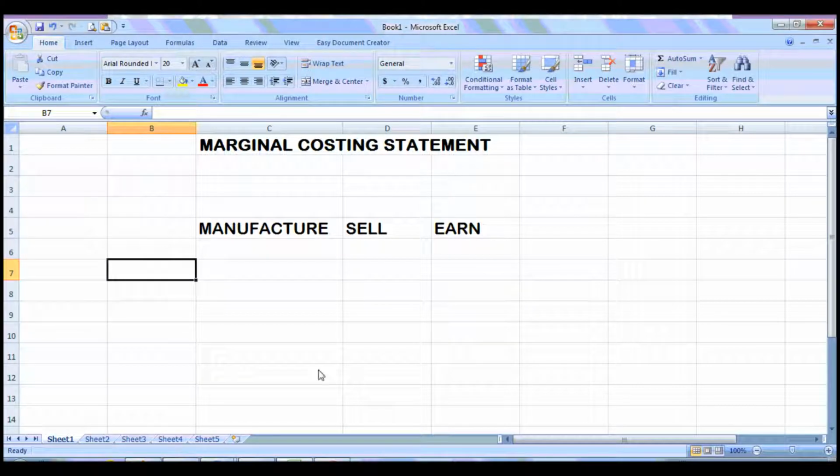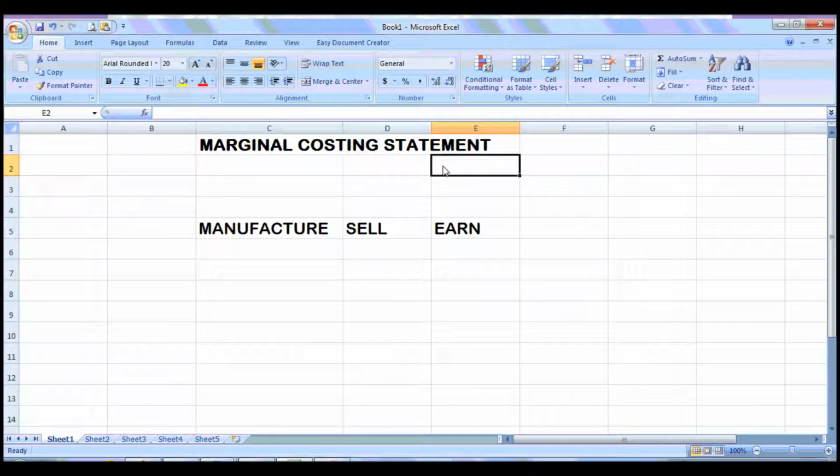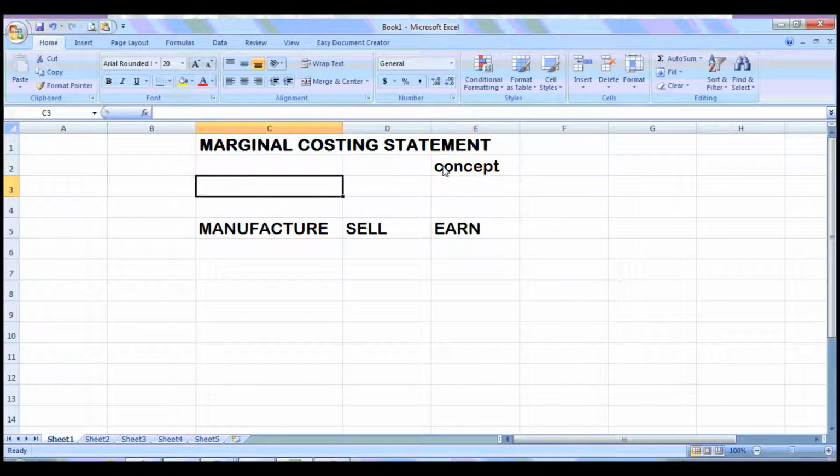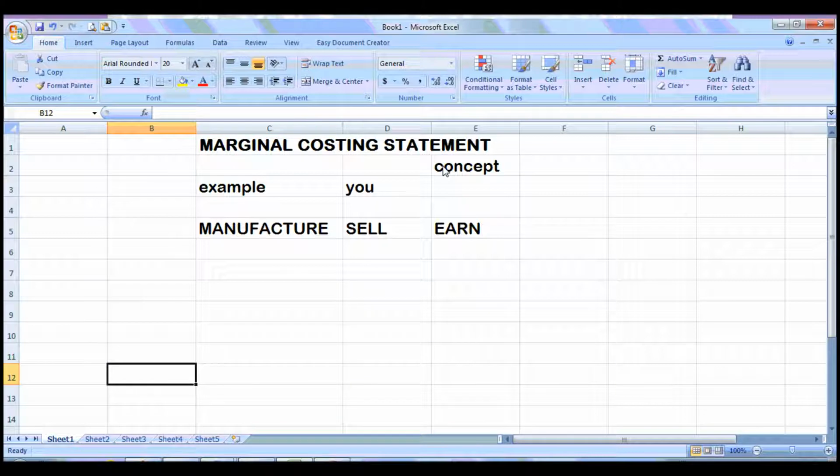Hi everyone, in this edition of the video, I'd like to explain to you the concept of marginal costing statement. I chose my word carefully. I called this statement a concept because there is a concept underlying in this statement. In order to explain that, I'd like to take an example.